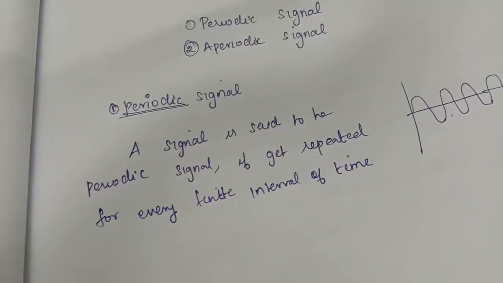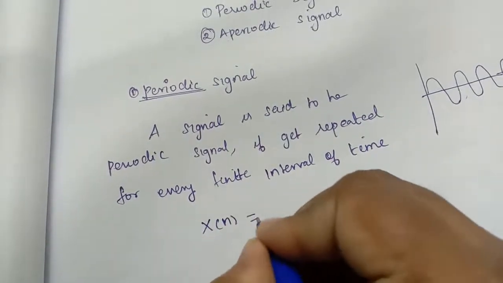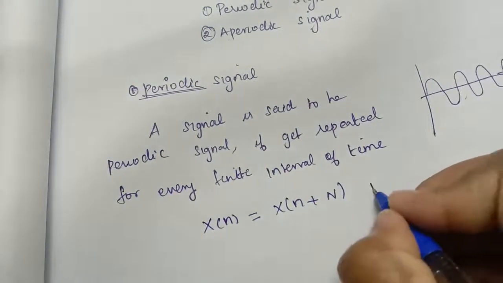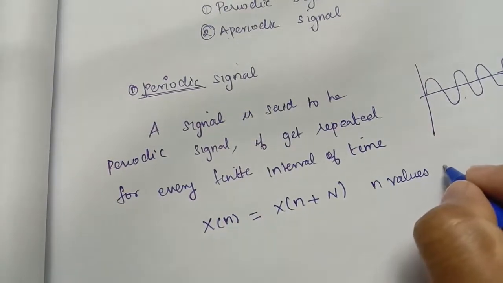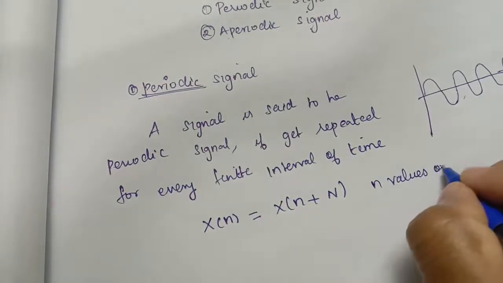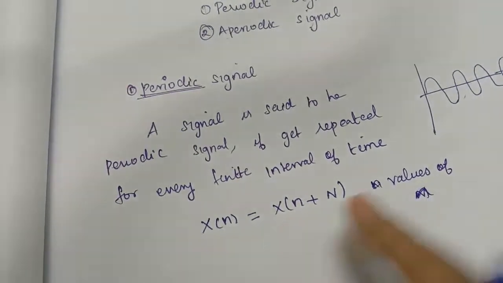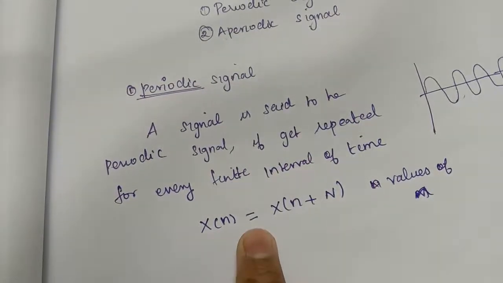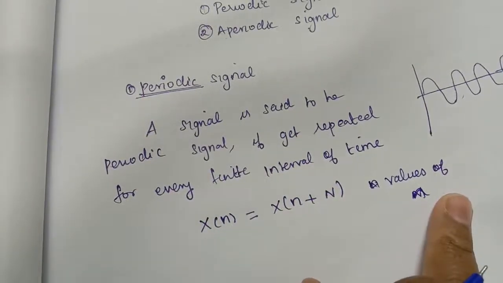And we can say it as, if x of n is equal to x of small n plus capital N. The small n means the values of n. So if the condition satisfies this equation, x of n is equal to x of n plus N, when it is equal, we can call it a periodic signal.